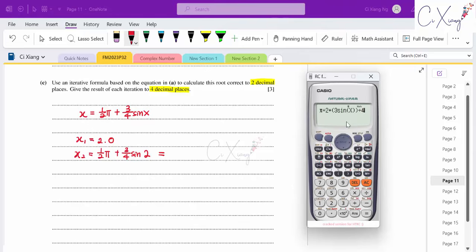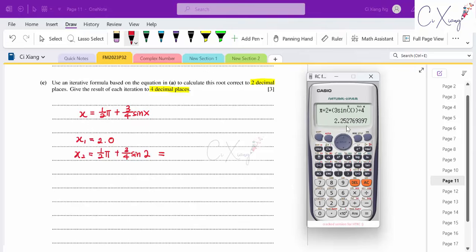Right, so after you key in the formula, make sure you key in it correctly. Then we'll start to insert the value. First, click calculate, and then it asks you what value of x you want to put in. Our very first value here is 2, so I'll key in the 2 and press the equal sign.